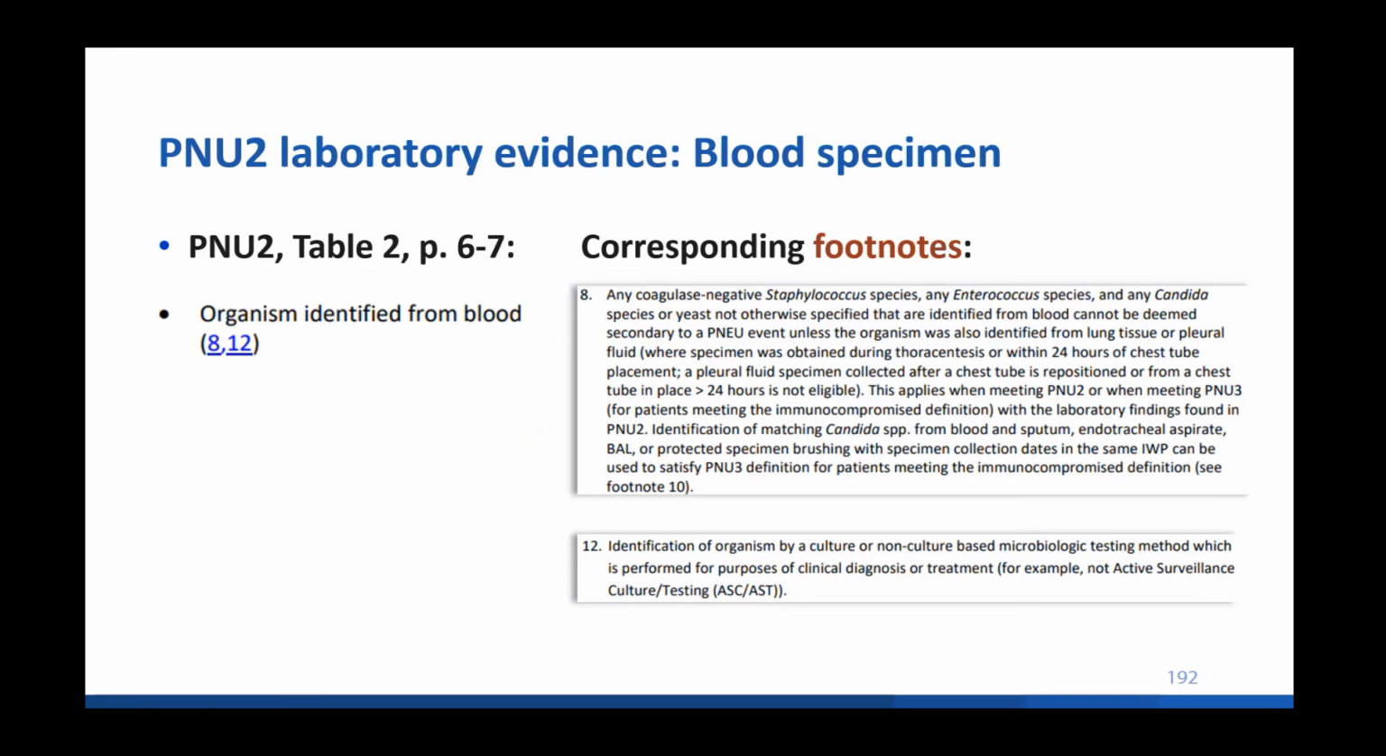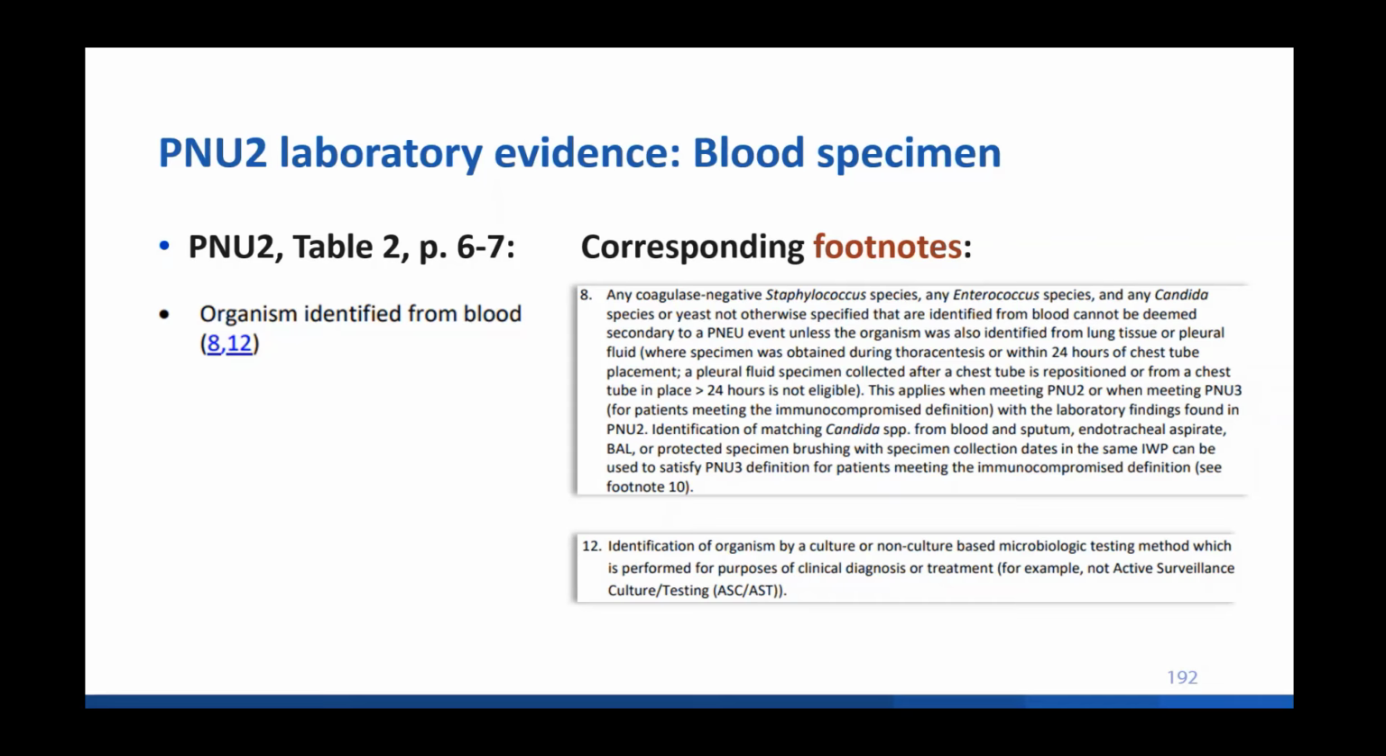All right, let's start with Pneumonia 2, Table 2. And the first laboratory element we'll review is organism identified from blood. If you have a blood specimen with an eligible organism for meeting pneumonia that has a collection date in the pneumonia infection window period, the eligible organism in the blood can be used to meet the pneumonia definition as long as the requirements in footnotes number 8 and number 12 are met.